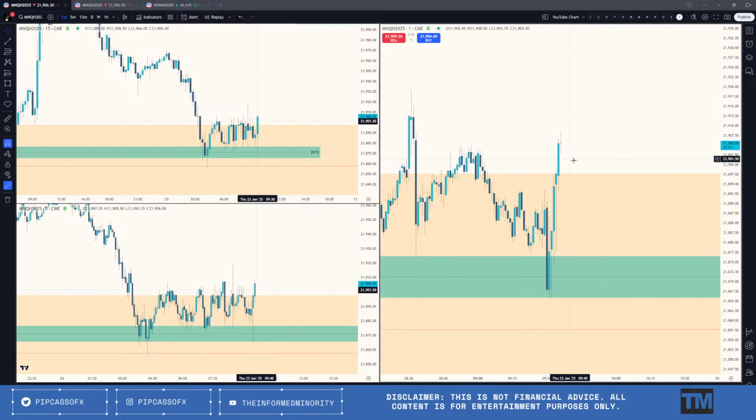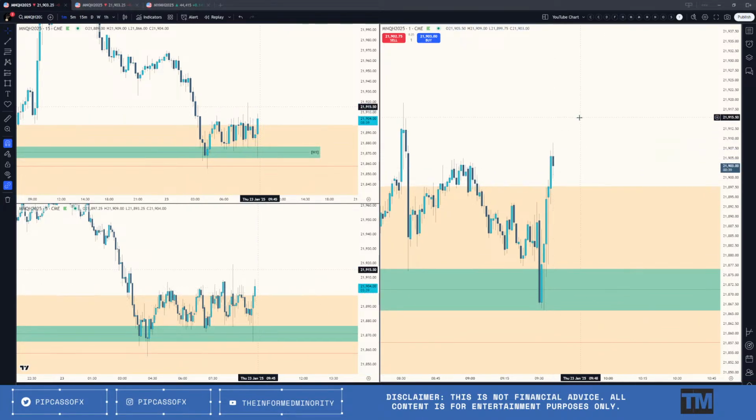So for me, it's a little bit interesting. I would rather like this one to create the fair value gap. If it's going to do that, that's the one I would rather have above this one. And so we don't have one right there, which is fine. But yeah, that's pretty much what I want to see, if we can get that.